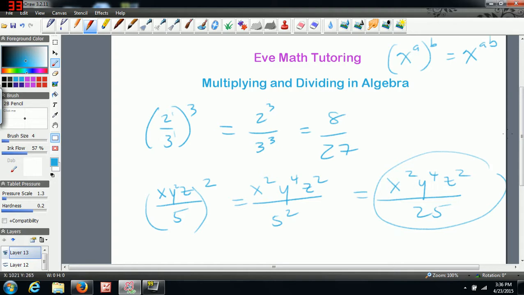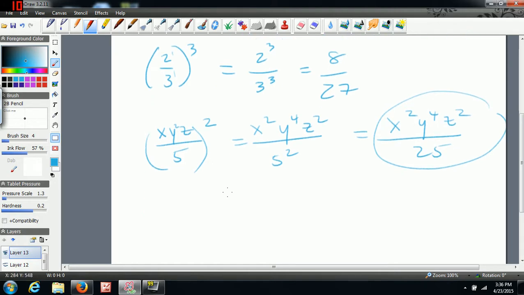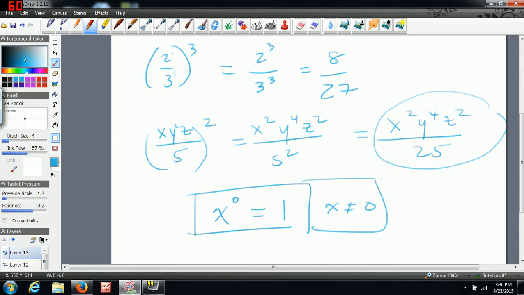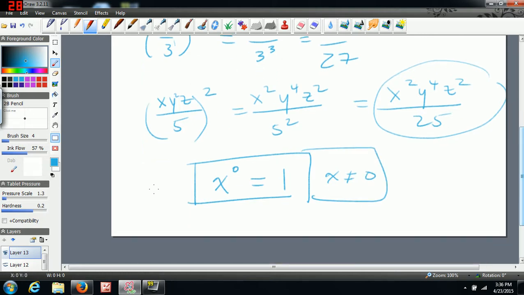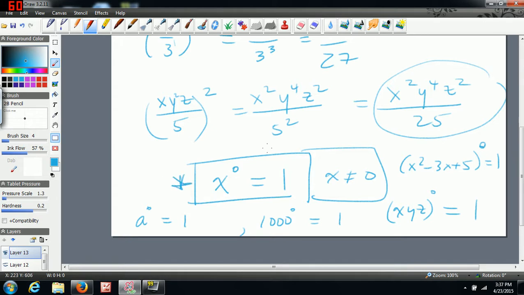Now, I had just mentioned another rule that I want to quickly go over, and that was that x to the power of 0 is always equal to 1. So anything to the power of 0, where x obviously does not equal 0. I should mention that as well. Okay, so if you have anything in math raised to the power of 0, it's always 1. So a to the 0 is equal to 1. 1,000 to the power of 0 is equal to 1. x, y, z all to the power of 0 is equal to 1. Even if you had something like x squared minus 3x plus 5 all to the power of 0, still equal to 1. Okay, so that's how that rule works. So this is another rule that you have to remember in mathematics.